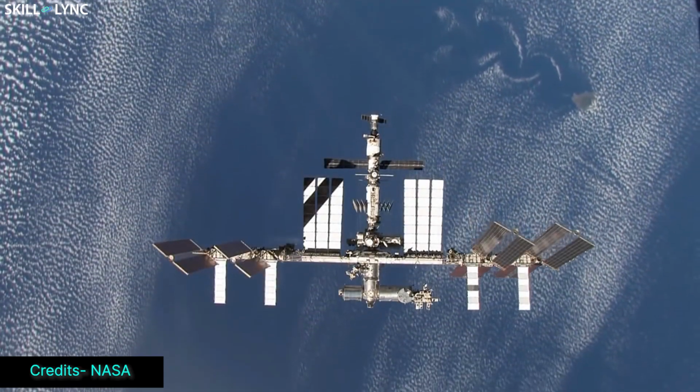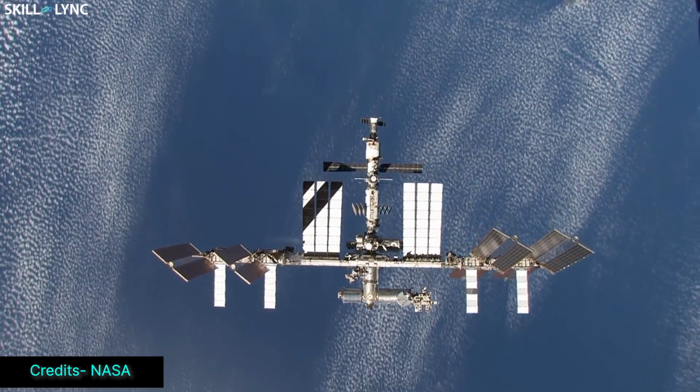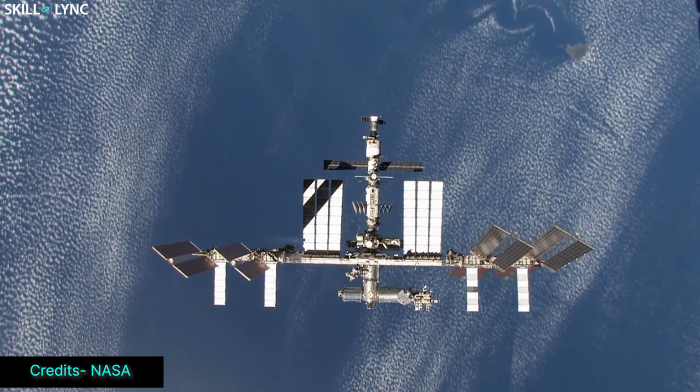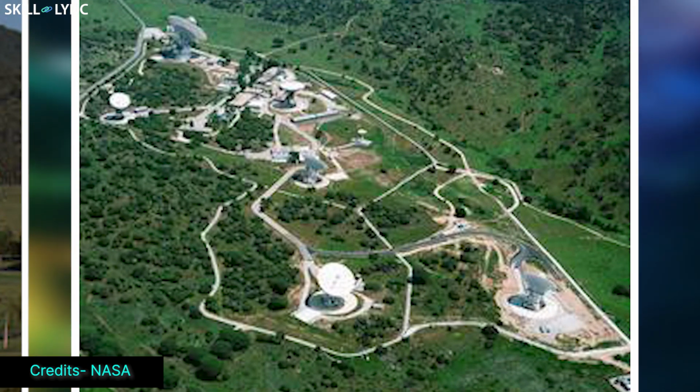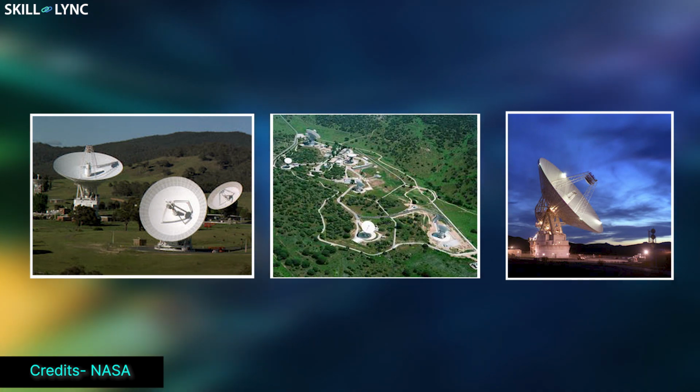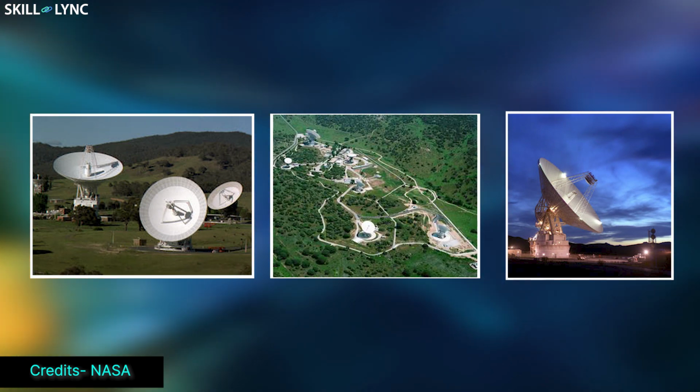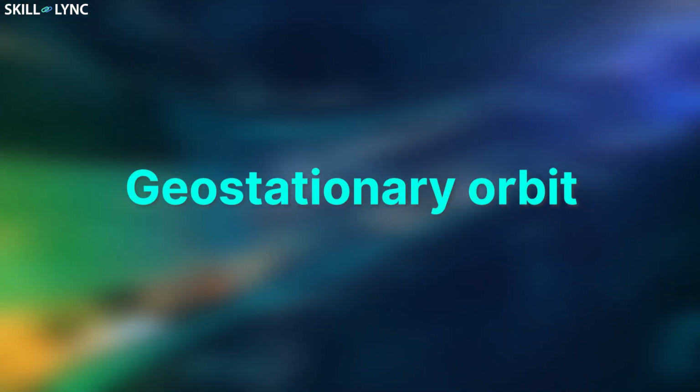Since the space station travels 16 times around the Earth in 24 hours, tracking them continuously is a lot of effort. Multiple ground-based stations and multiple orbiting satellites are used to ensure that the crew of the ISS are safe. To avoid this kind of hindrance, a different type of orbital path is used. It's called the geostationary orbit.